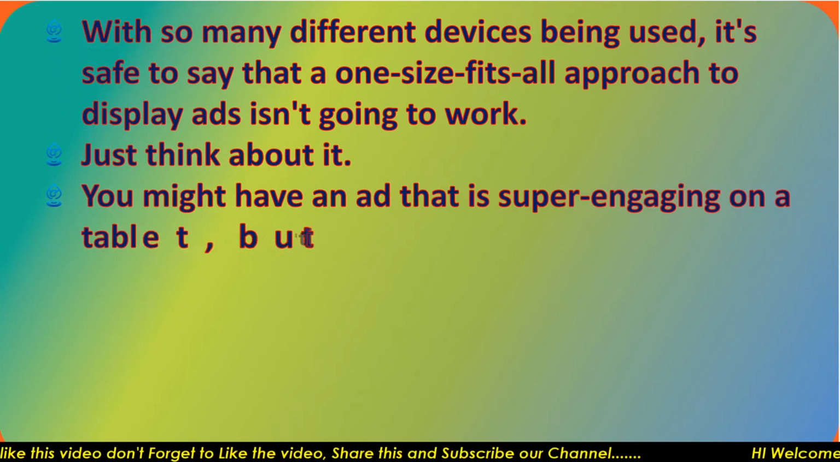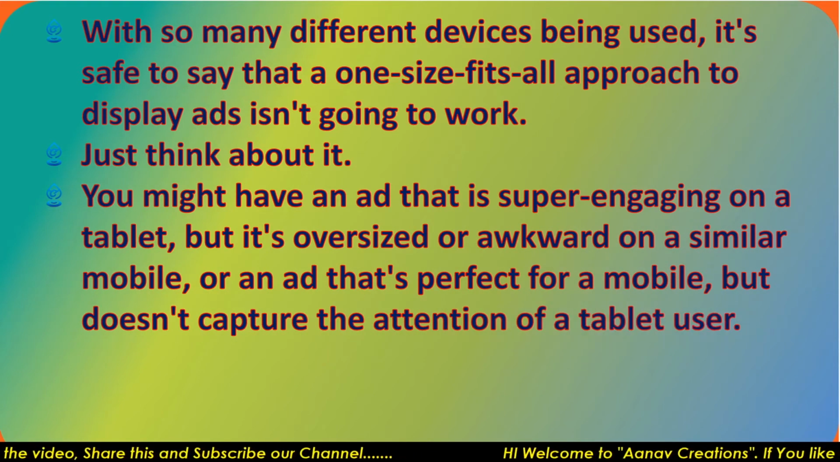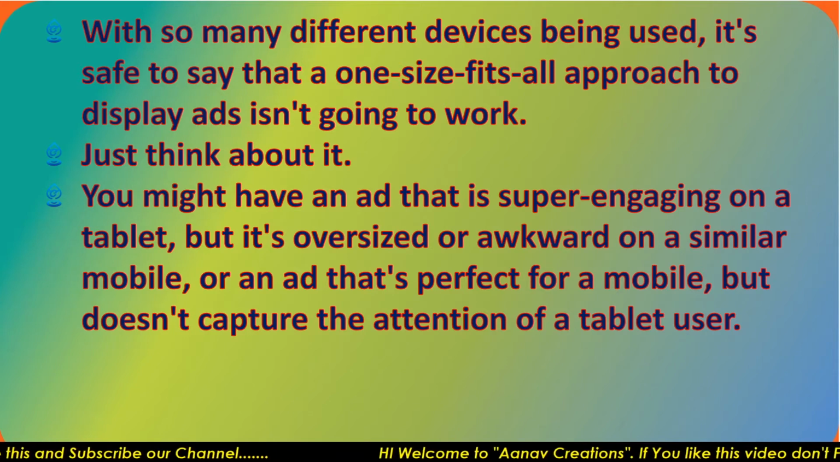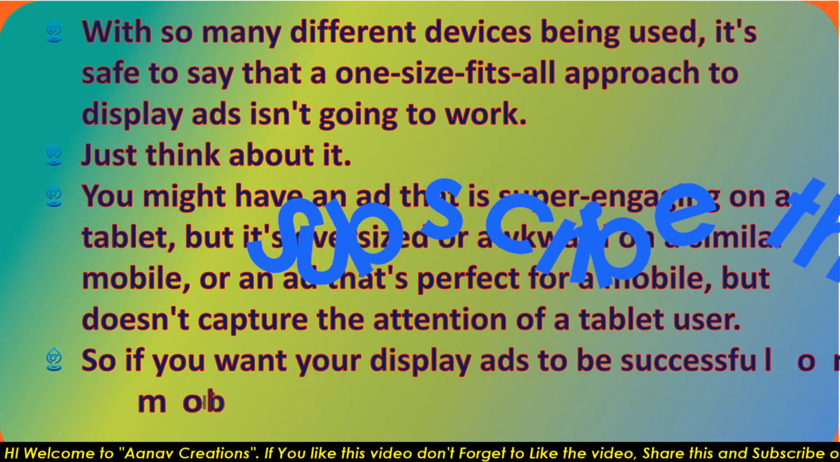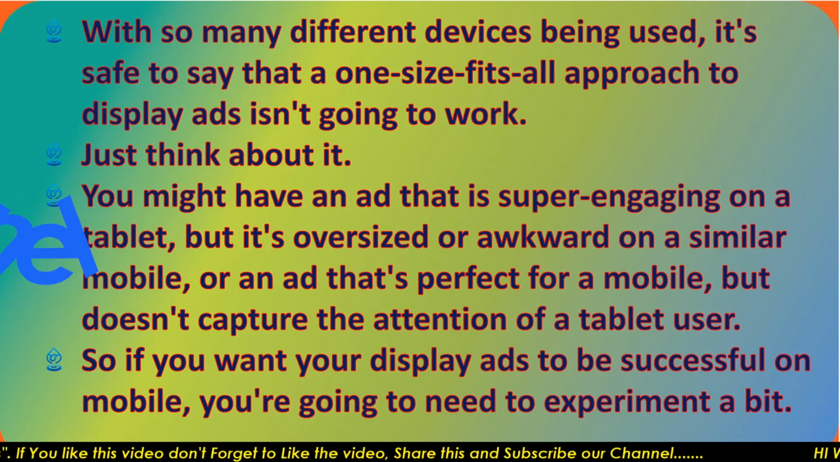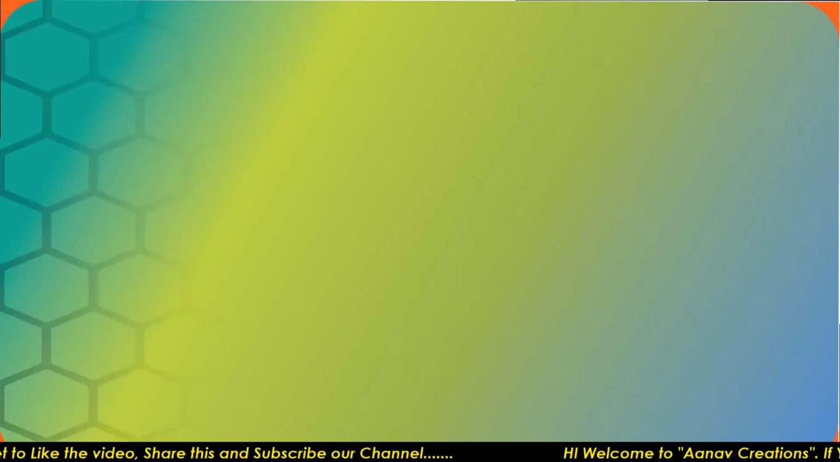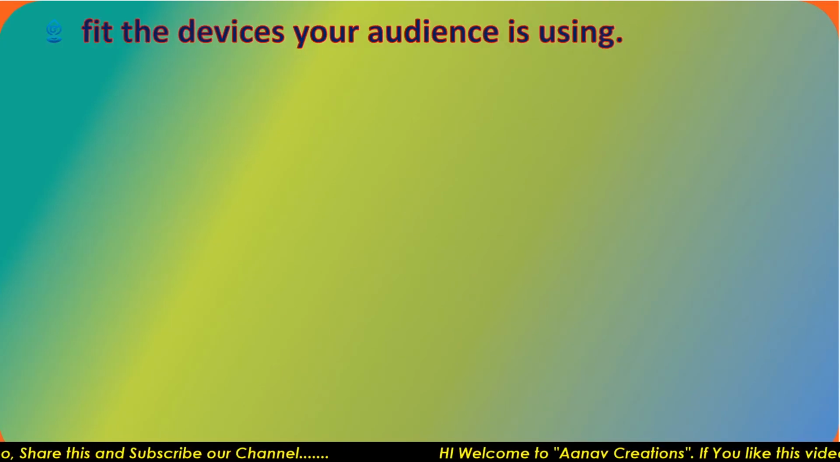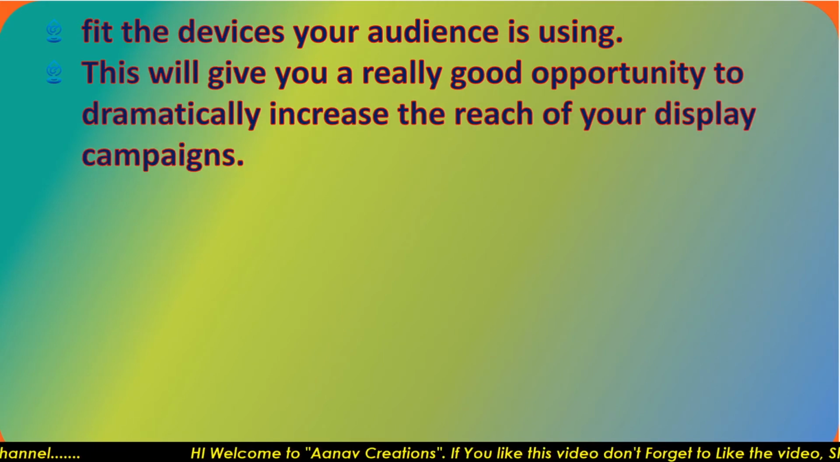Just think about it, you might have an ad that is super engaging on a tablet but it's oversized or awkward on a similar mobile, or an ad that's perfect for a mobile but does not capture the attention of a tablet user. So if you want your display ads to be successful on mobile, you are going to need to experiment a bit. Try to find the right combination of ad formats to use. Fit the devices your audience is using. This will give you a really good opportunity to dramatically increase the size of your display campaigns.